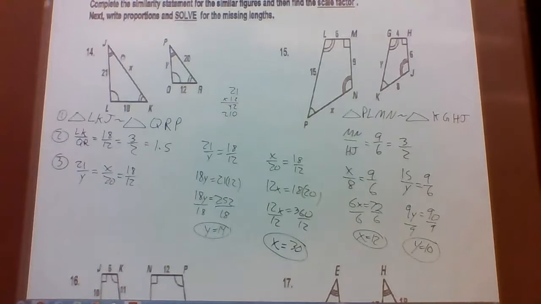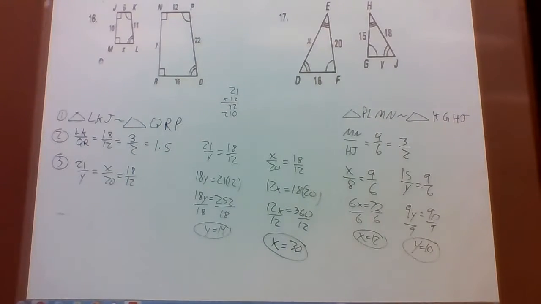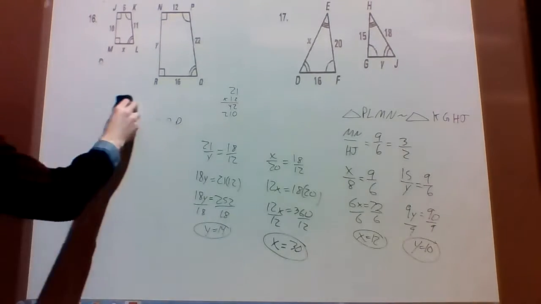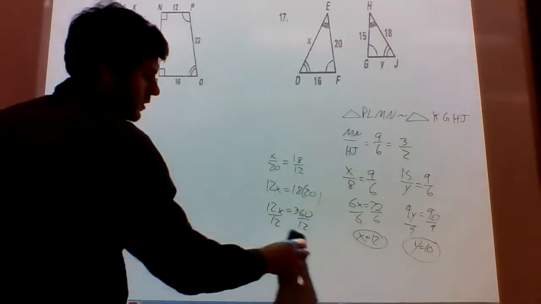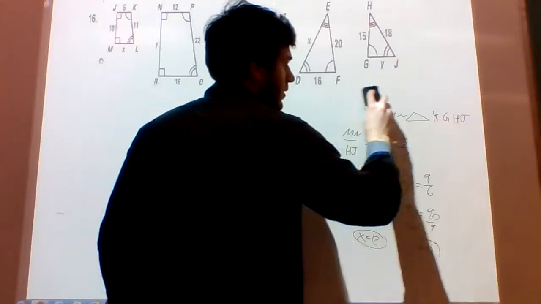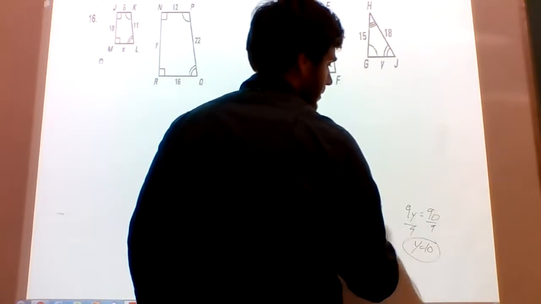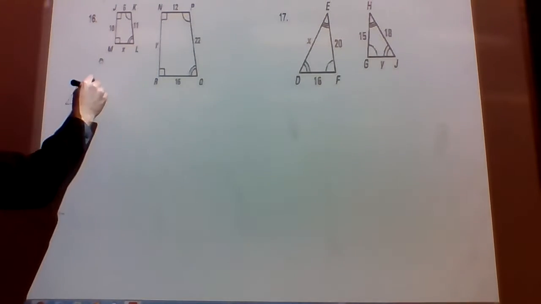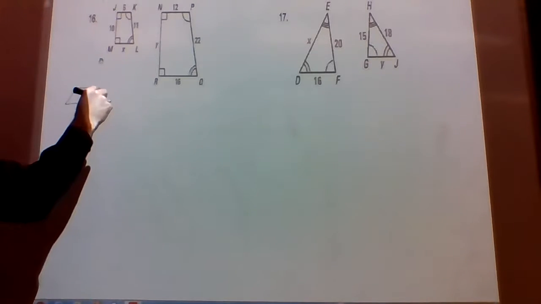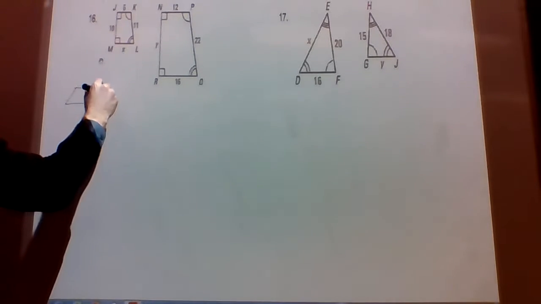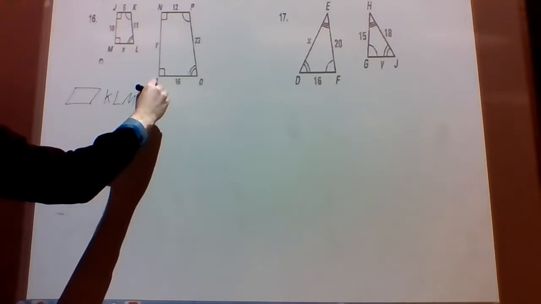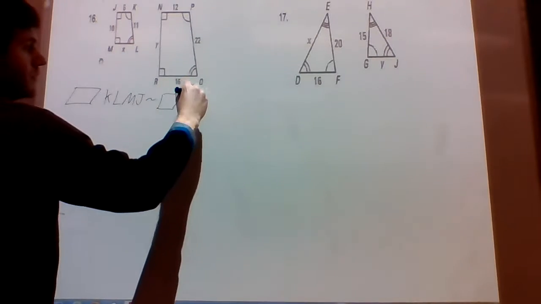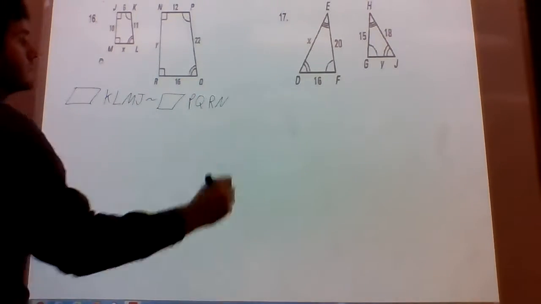16. Same thing. So we want to write a similarity statement first, and find the scaling factor or similarity ratio, and solve for x and y. Those weren't triangles. I don't know why I wrote those as triangles, but they weren't triangles. Okay. So here we have similarity statements. So quadrilateral KLMJ is similar to quadrilateral, corresponds with K is P. So PQRN.